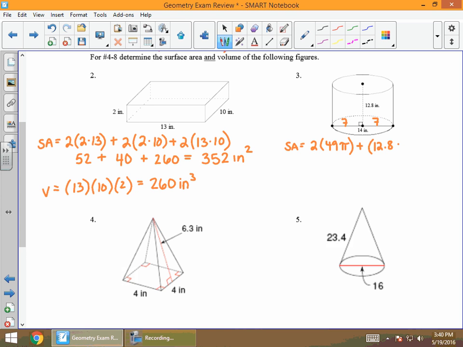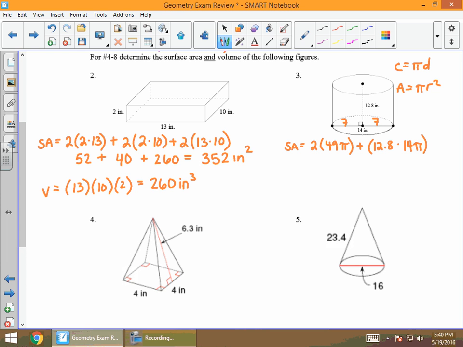So the circumference of this circle is pi times diameter. Area of a circle is pi times radius squared. So make sure you know the difference between those two. So the circumference here would be pi times the diameter. The diameter is 14, so 14 pi.